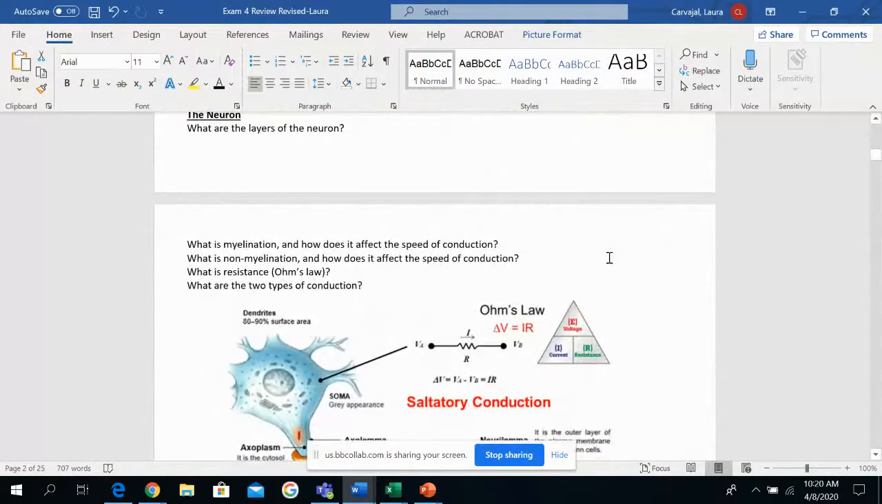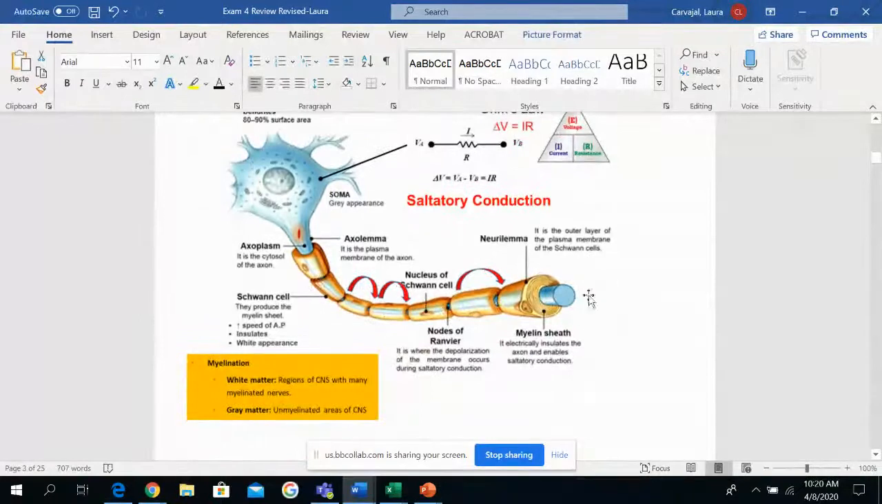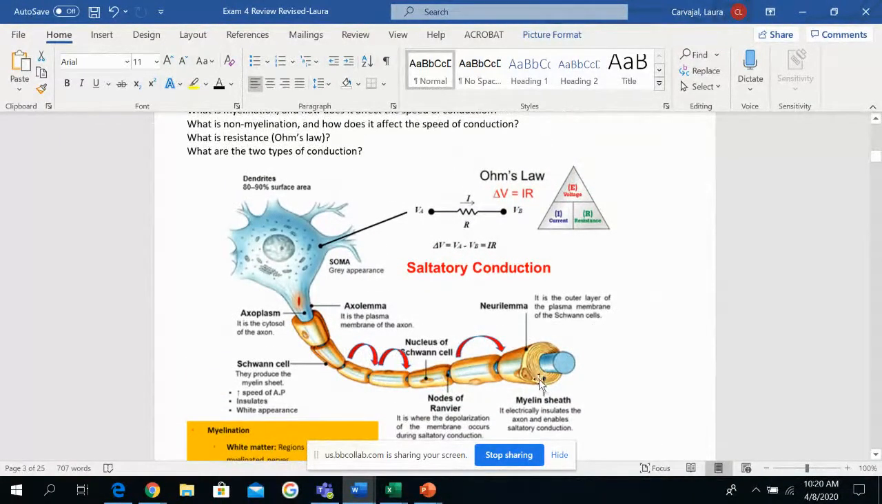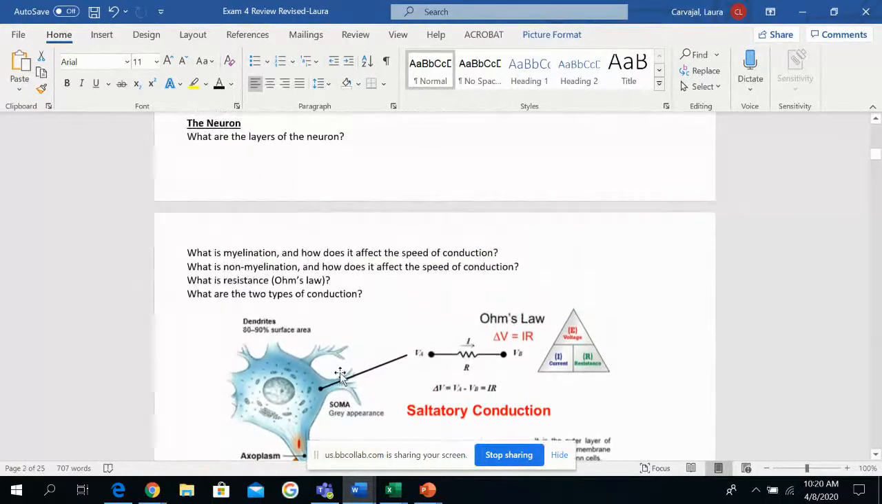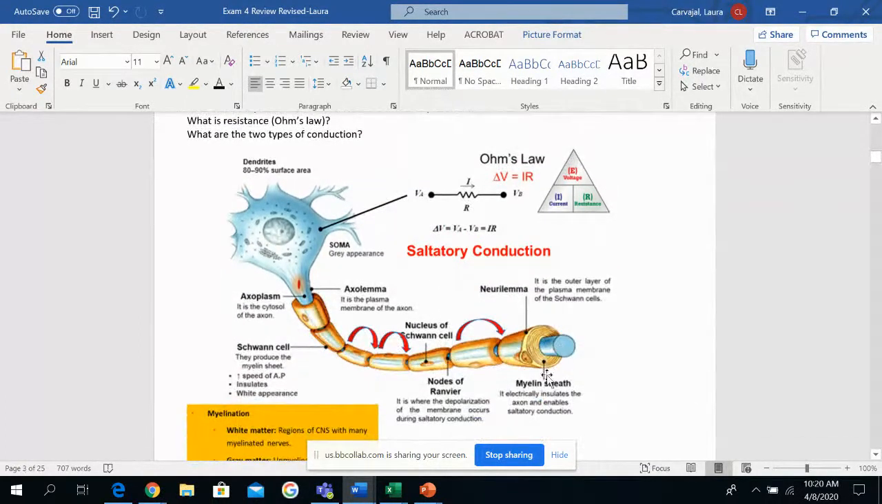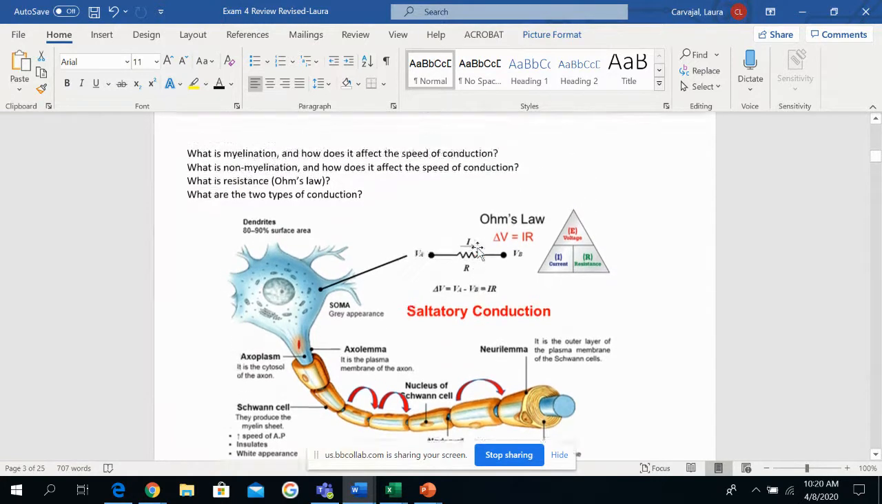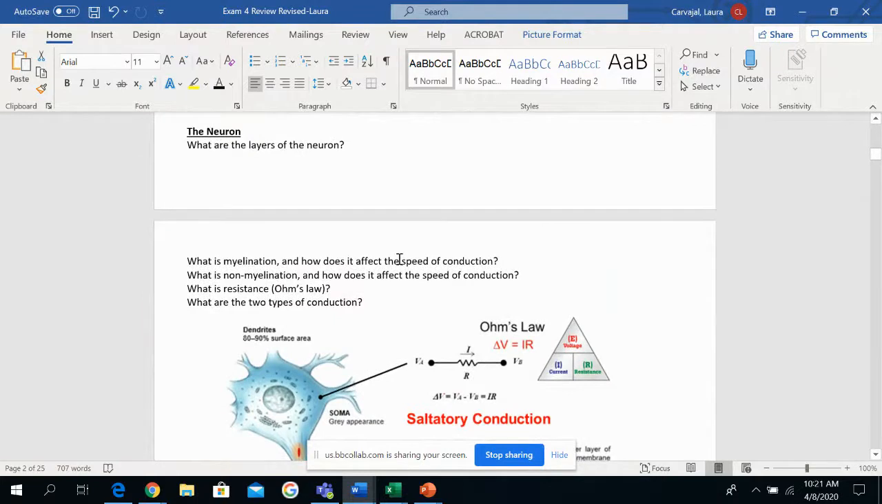Okay, so the layers of the neuron, I think this question is asking. Everybody who is here, please go ahead and mute your mics. So the layers of the neuron we have are our neurolemma, which is basically the outer layer of the plasma membrane of the Schwann cells. The Schwann cells are these little yellow things. Our axolemma, which is the plasma membrane of the axon. We have our cell body, which contains the nucleus, and we have dendrites. Essentially, I think that's what that question is asking.